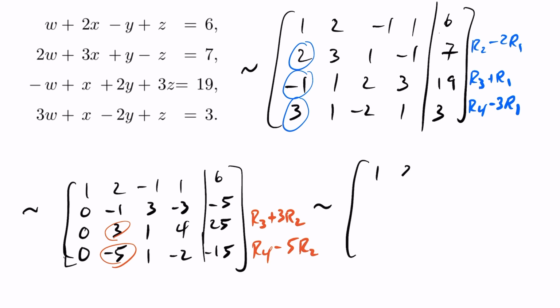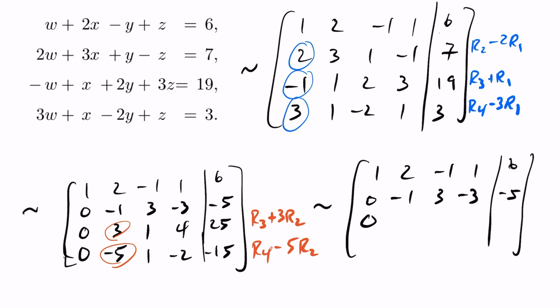So the first row is untouched. The second row is also untouched. And the third row is going to be 0, 0. Now I'm going to have a 1 plus 9, which is going to give me a 10. I'm going to have a 4 minus 9, which is going to give me negative 5. And then lastly, in this case here, we get 25 minus 15, which gives me a 10.